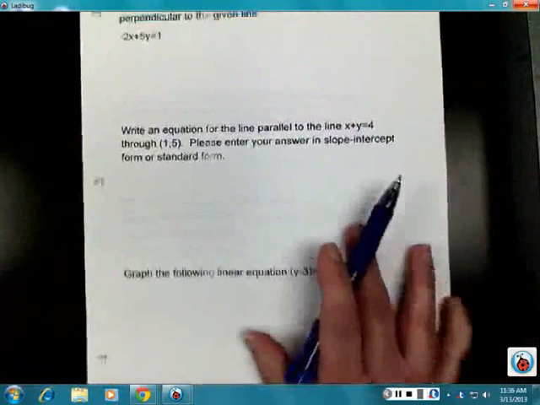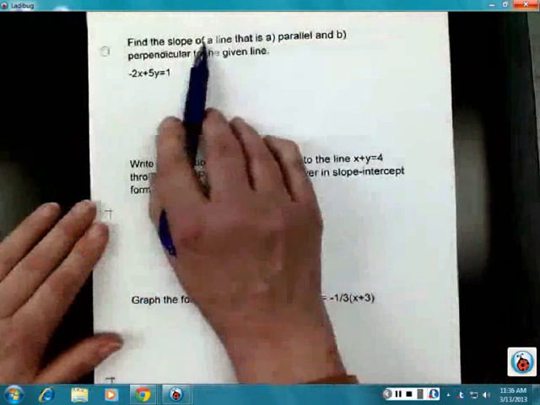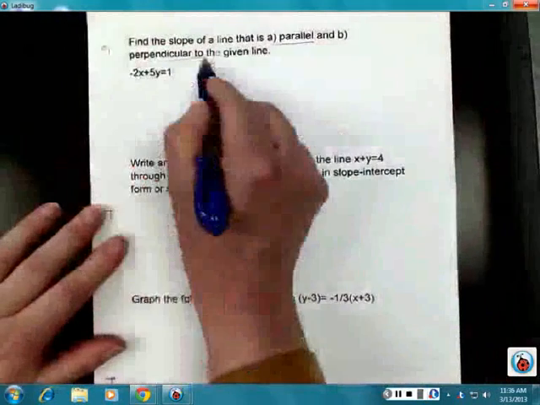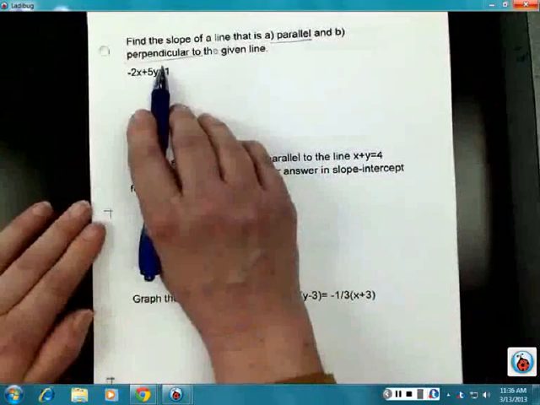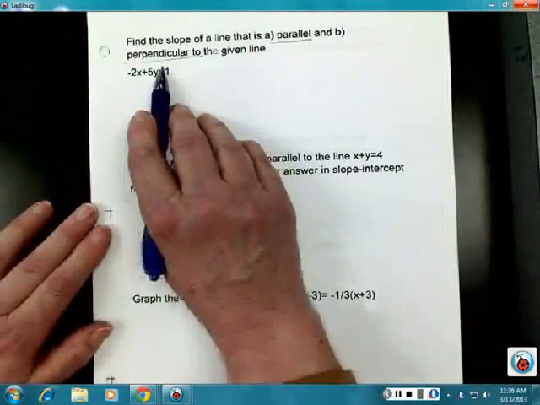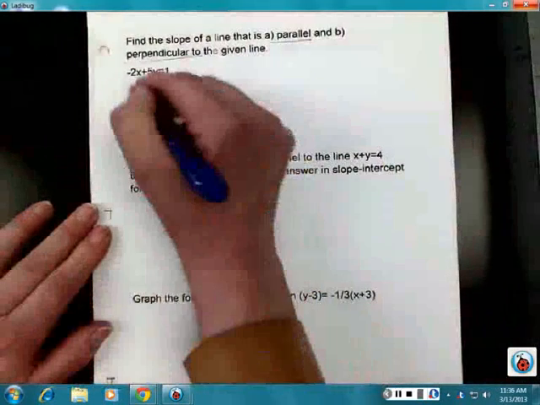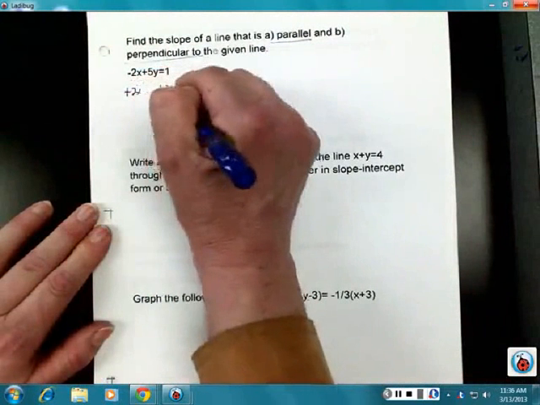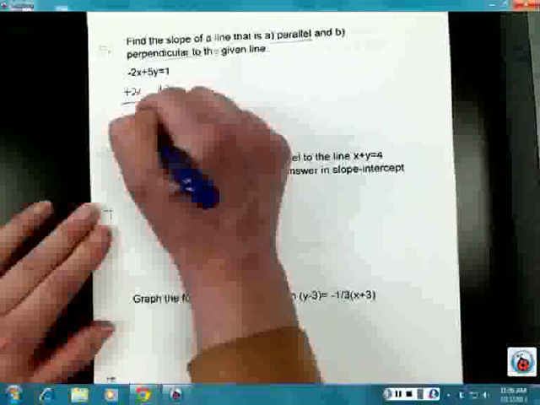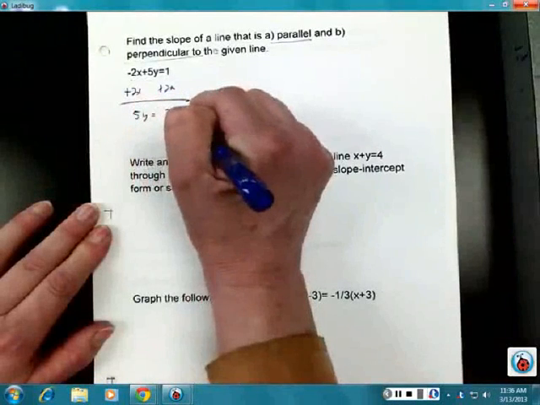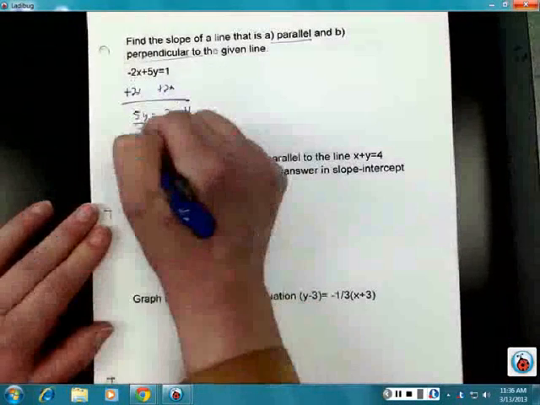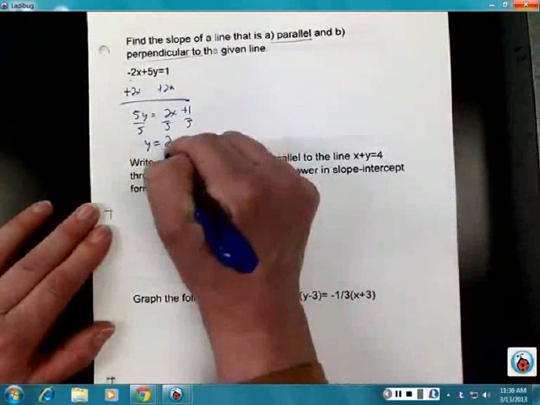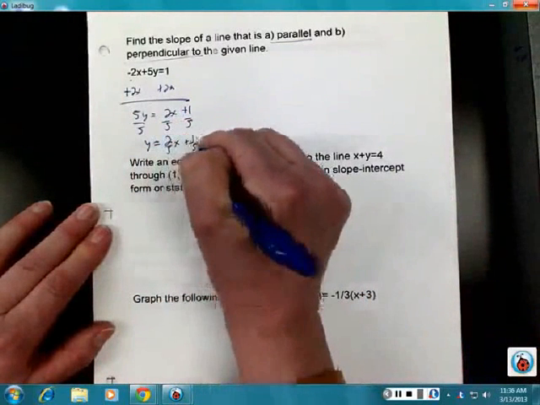This one says, find the slope of a line that is parallel and perpendicular to the given line. So I don't have to find an equation with this one. I just have to find my slope. So I'd have to solve this and move the 2x over, and then divide by 5. And I find y is equal to 2/5 x plus 1/5.